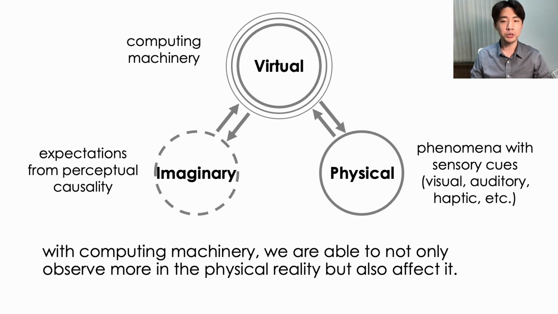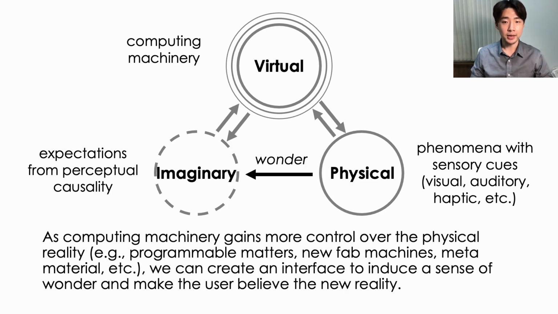And with computing machinery, we are able to not only observe more in the physical reality, but also affect it. And as computing machinery gains more control over the physical reality, for example, programmable matters, new fabrication machines, metamaterials, etc., we can create an interface to induce a sense of wonder and make the user believe the new reality.